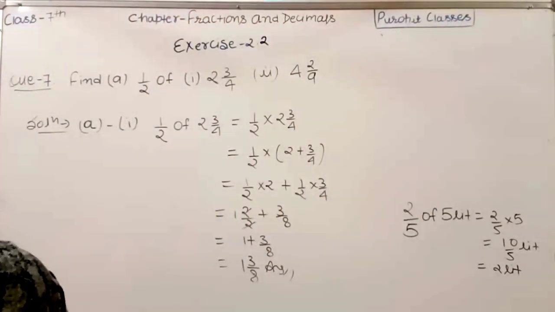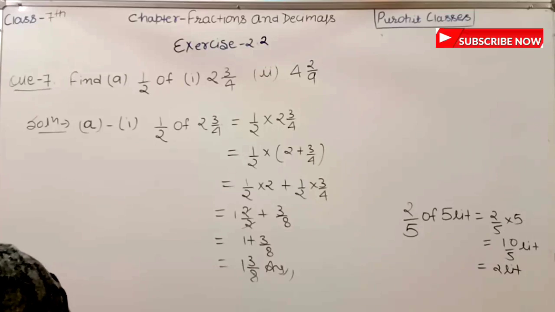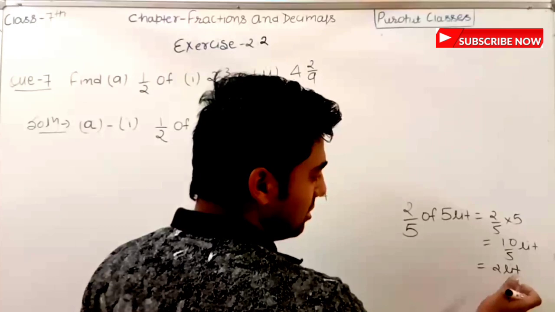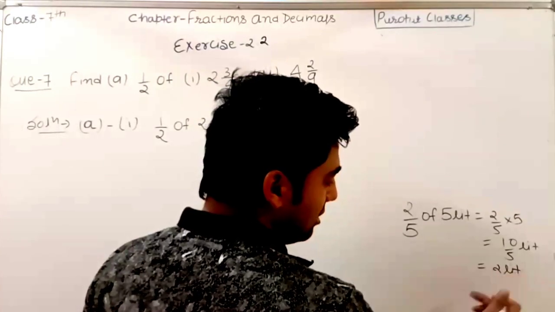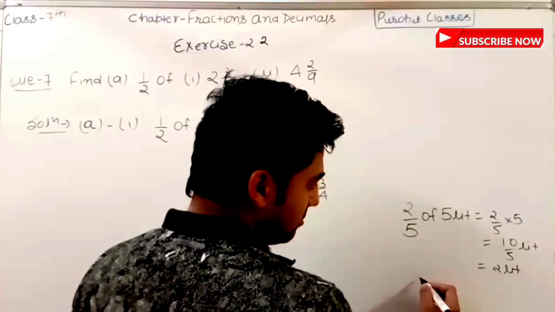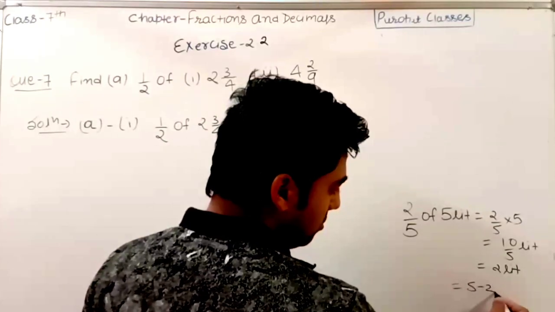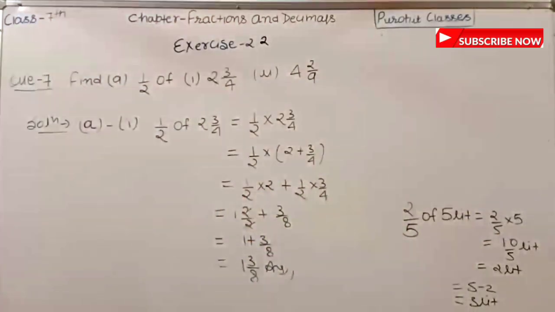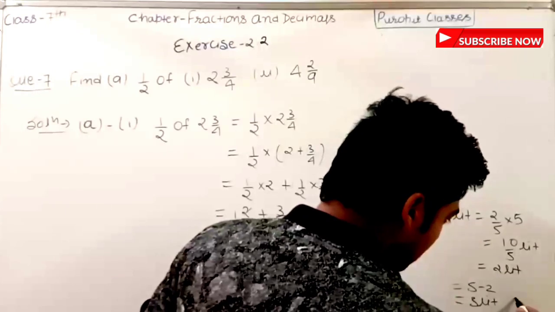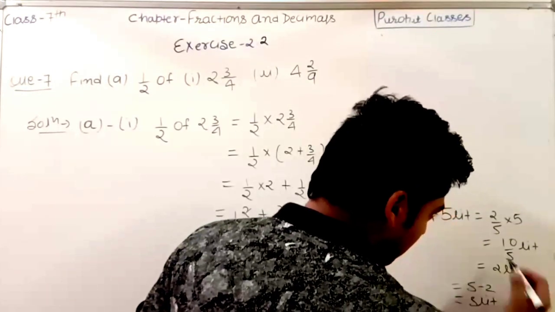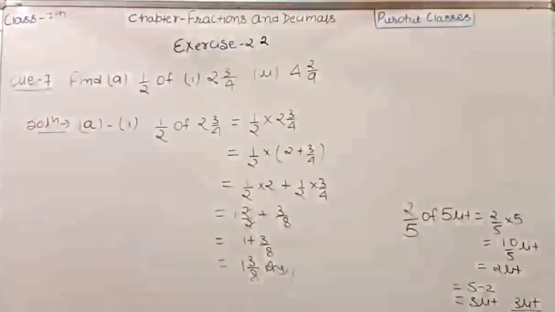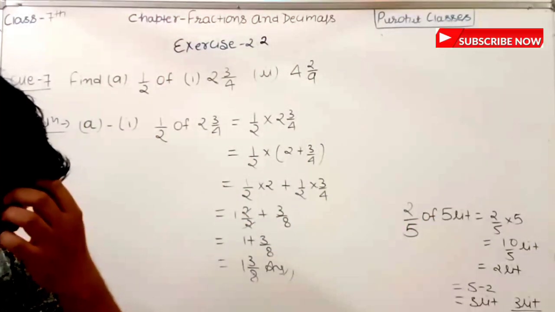Now the question is asking what fraction of the total quantity of water did Pratap drink. So if out of 5 liters Vidya has drunk 2 liters, then Pratap will drink 5 minus 2, that means 3 liters. So Pratap drank 3 liters out of 5 liters. So 3 by 5 of the total was drunk by Pratap.